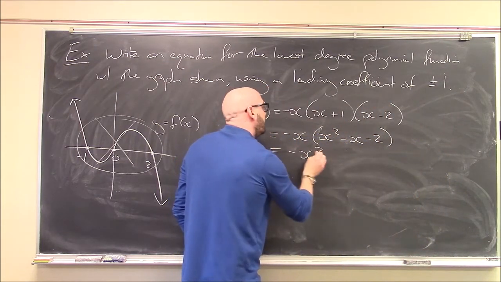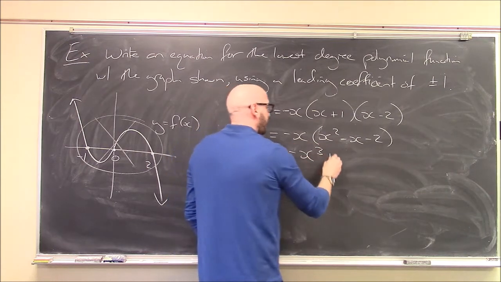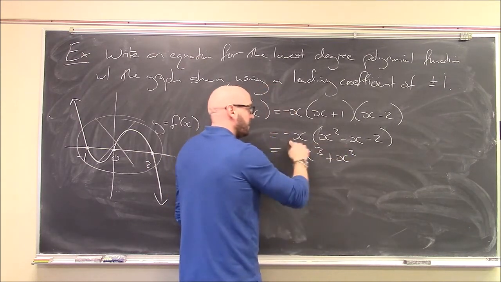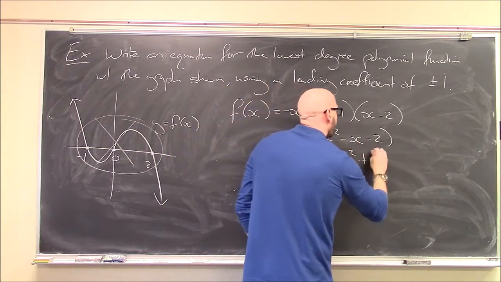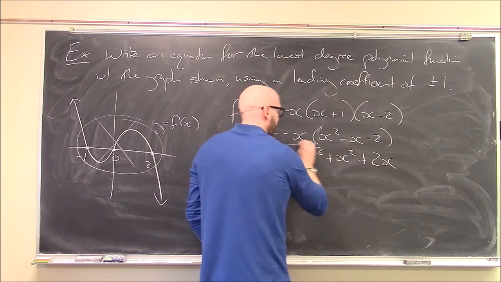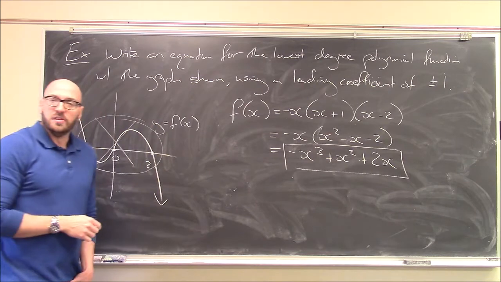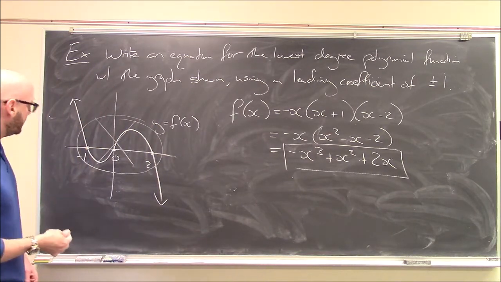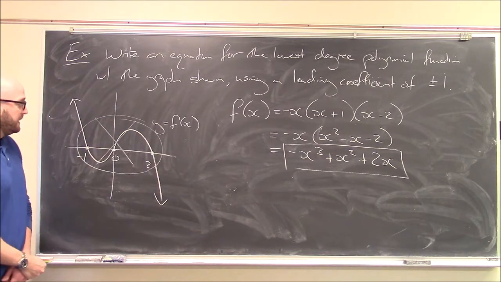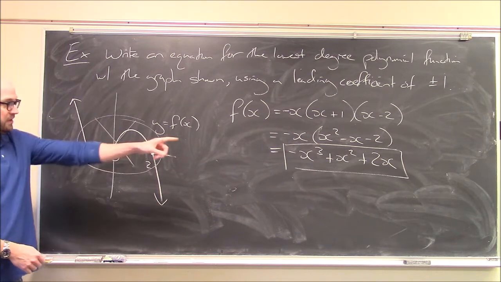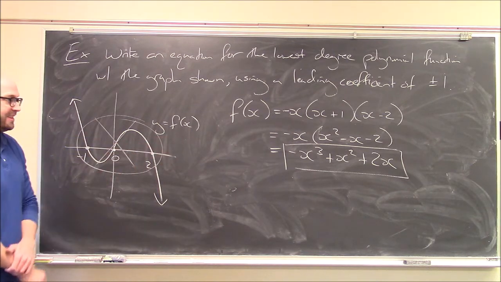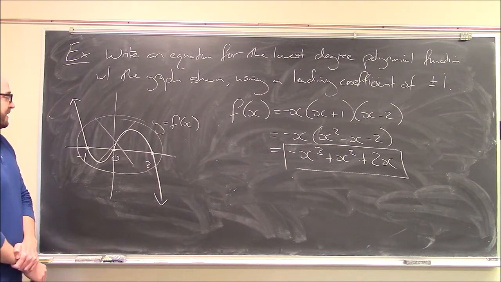minus x cubed plus x squared minus x times minus 2 is plus 2x. And there's our solution. So this is a polynomial of minimum degree, right? Because I need at least degree 3, so we're degree 3, so it's a minimum possible degree.